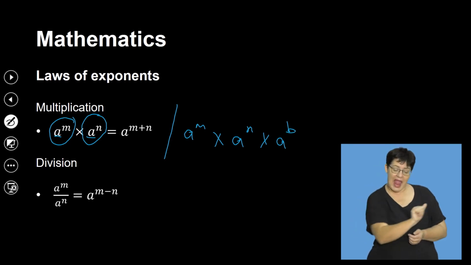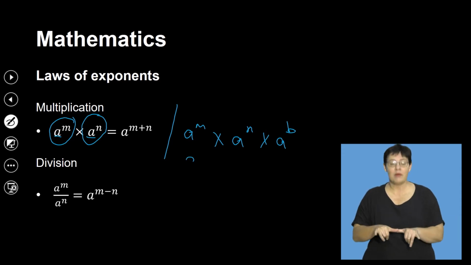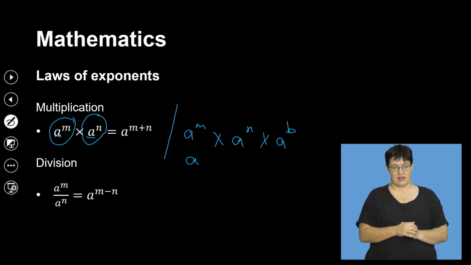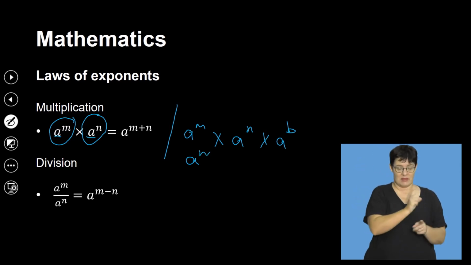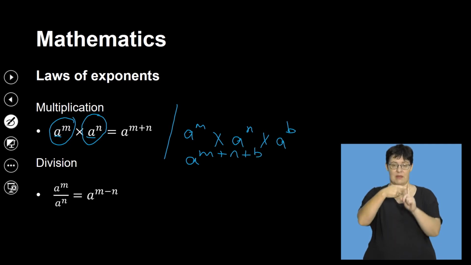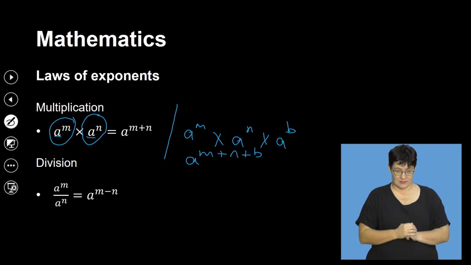No matter how many bases you have, as long as they are all the same, you will maintain one base and then add all the exponents of all the bases that you have. This will therefore be a to the m plus n plus b. And that's the first law that has to do with multiplication.